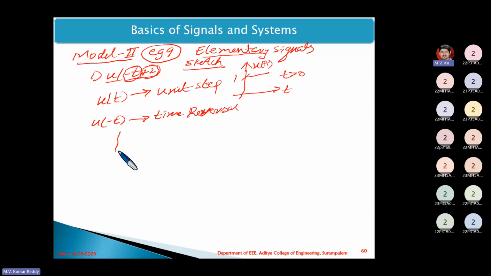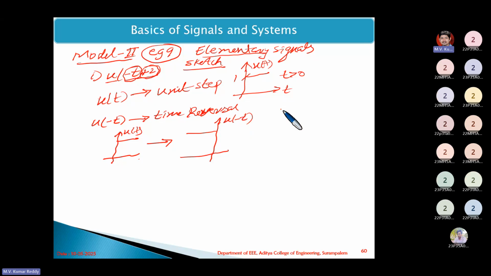This is the original waveform u of t, and this is the time reversal, so it will be reversed. If the x value is 1, it becomes minus 1; if 2, minus 2. The waveform on the right side will be shifted to the left side. So this is u of minus t. Minus t completed. Next, plus 2.